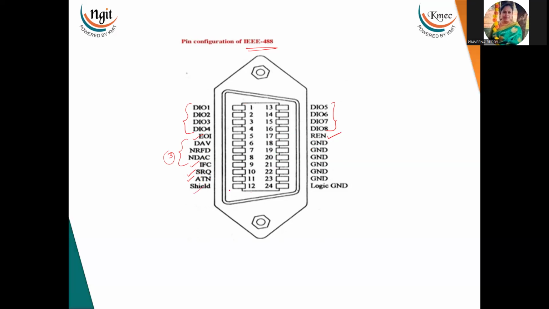This top, the body is connected to this pin, and the remaining all are the grounds. In that one is a digital ground. So this is about the pin diagram. Now we will see how the data transfer takes place.